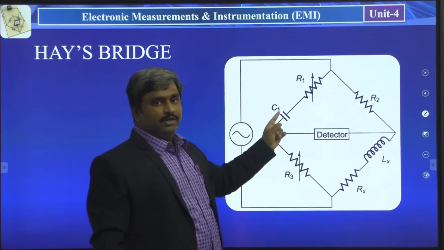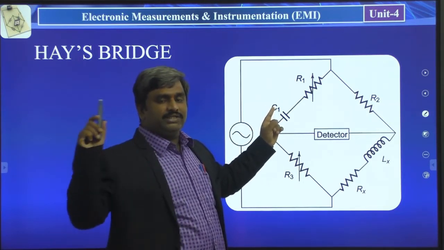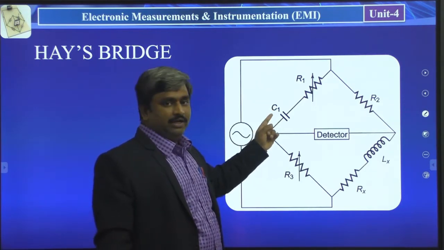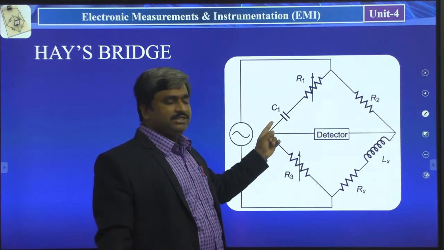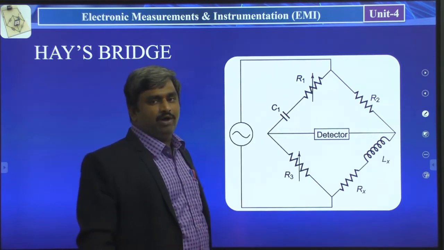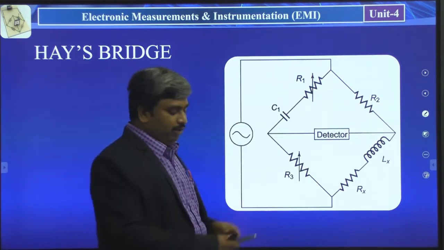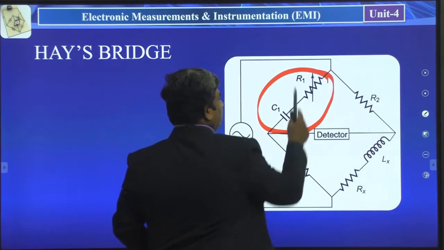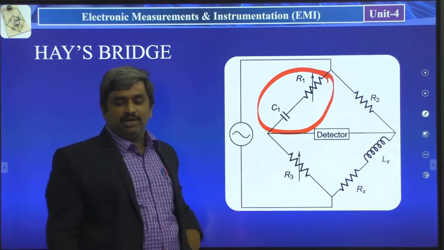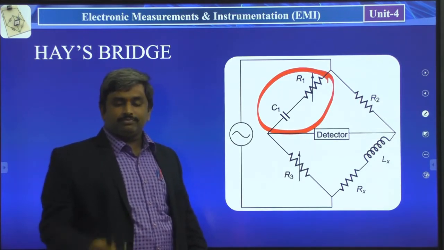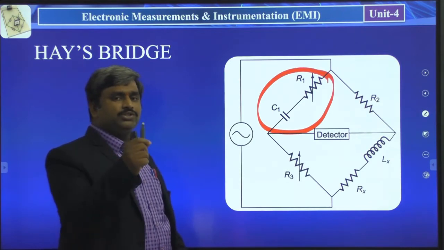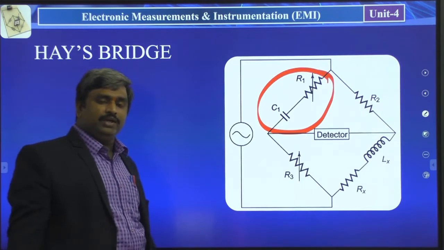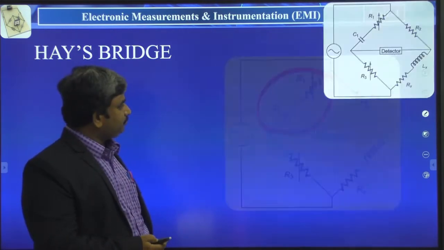There is only one difference, in the first arm. In Maxwell's bridge, the first arm consists of a parallel combination of resistance and capacitance. Here, in the Hayes bridge, the resistance and capacitance are in series. This is the major difference between Maxwell's and Hayes bridge. So this Hayes bridge is an advanced form of the Maxwell's bridge.